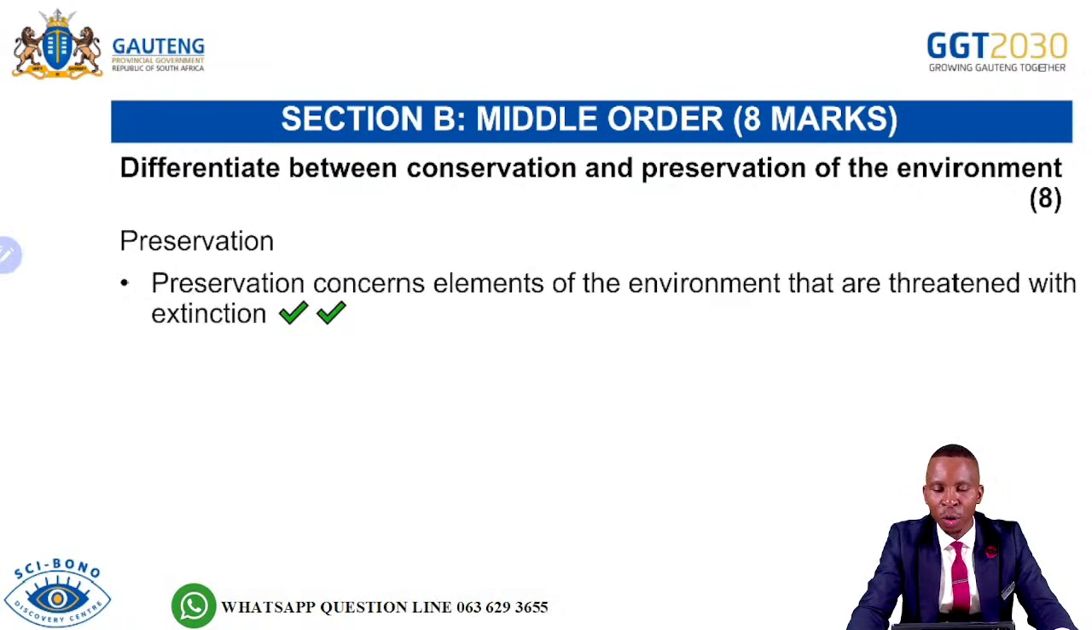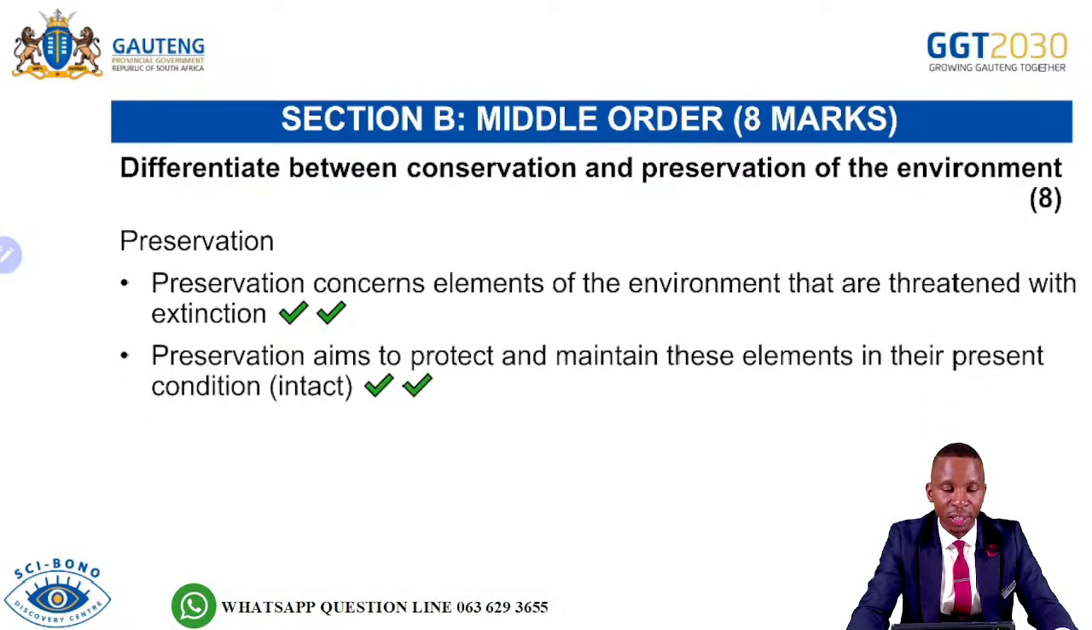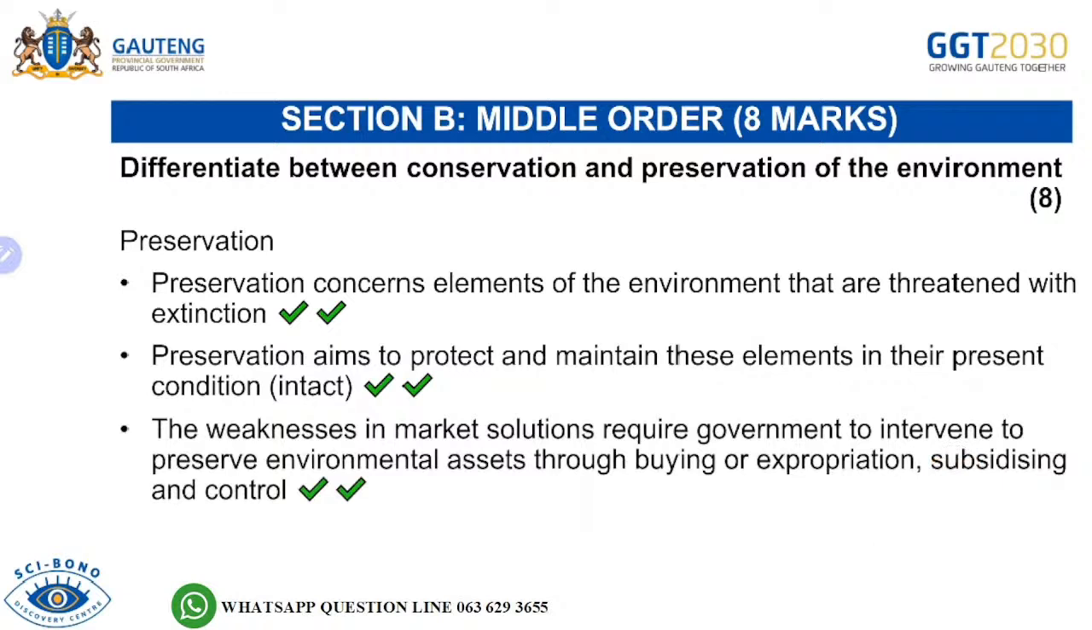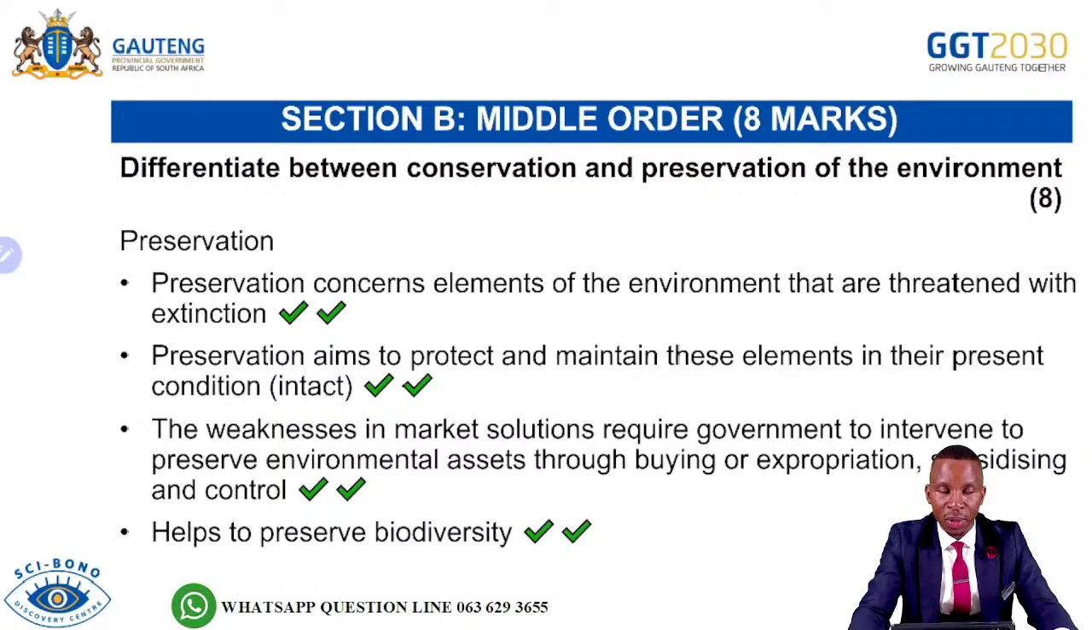And then we are about now the preservation, where we take care of non-renewable resources. Preservation concerns elements of the environment that are threatened with extinction, that can be depleted and not be recovered. Those are non-renewable resources. Preservation aims to protect and maintain these elements in their present value so they remain intact. The weaknesses in the market solution require government to intervene to preserve environment assets through buying or expropriating, subsidizing, and control. Help to preserve biodiversity within the environment.